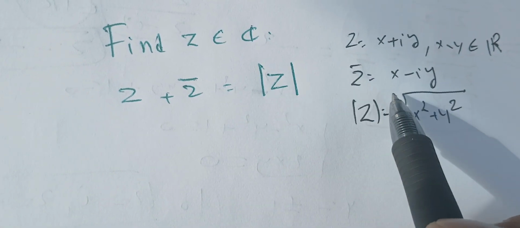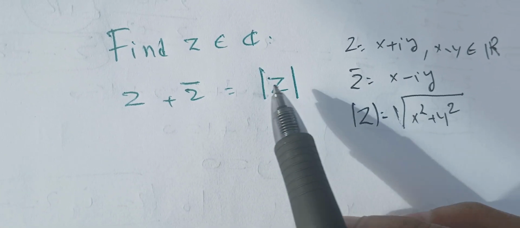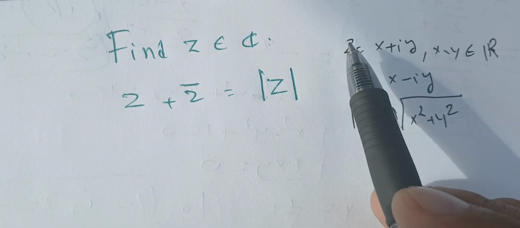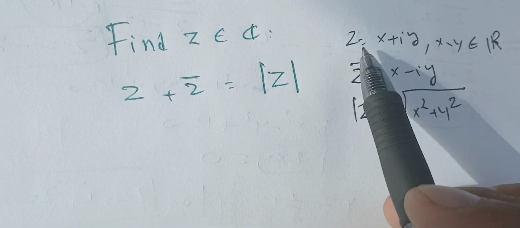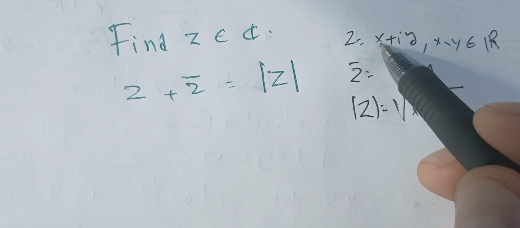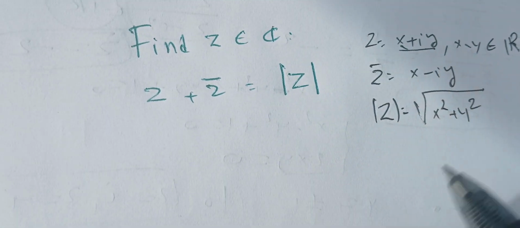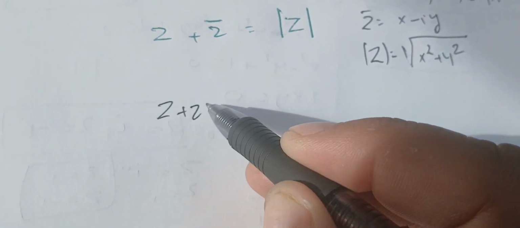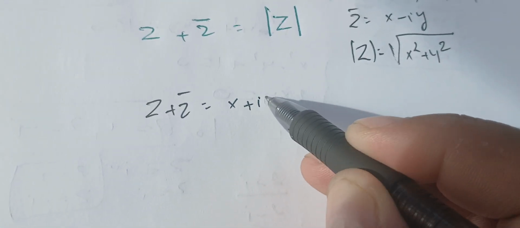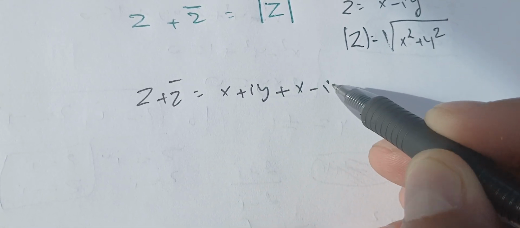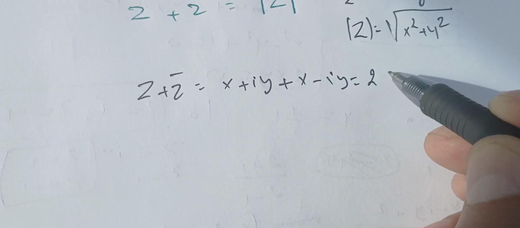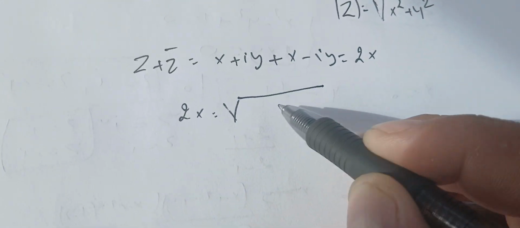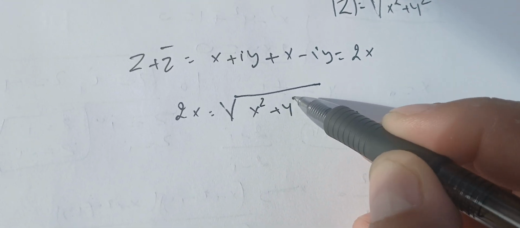Now, to solve this equation, since we don't have that many complicated terms, we can just plug in z in its algebraic form, which is this one here, and see what we get. So here we have z plus z bar. z plus z bar is x plus iy plus x minus iy, which is 2x. And this has to equal x squared plus y squared.